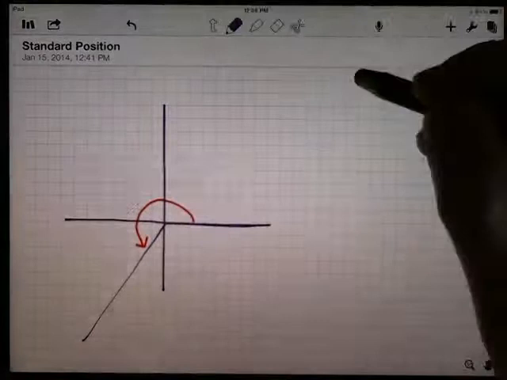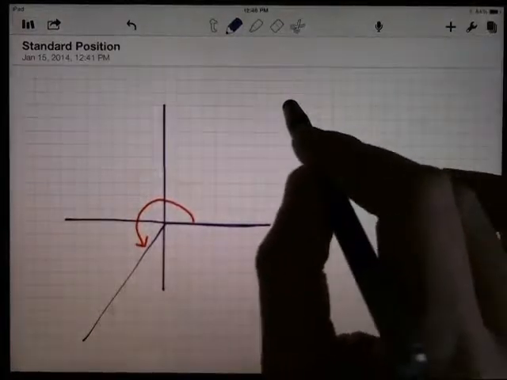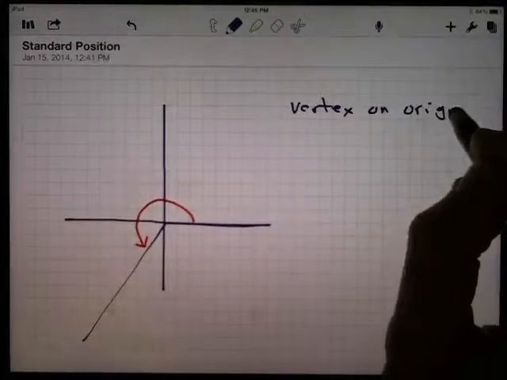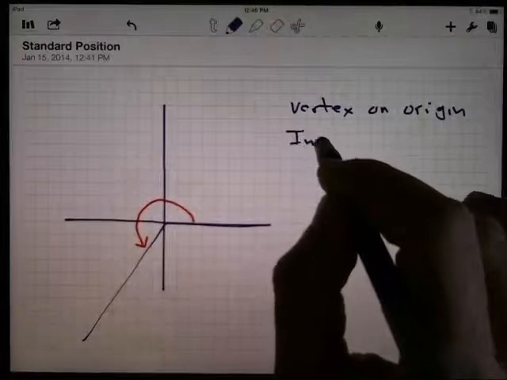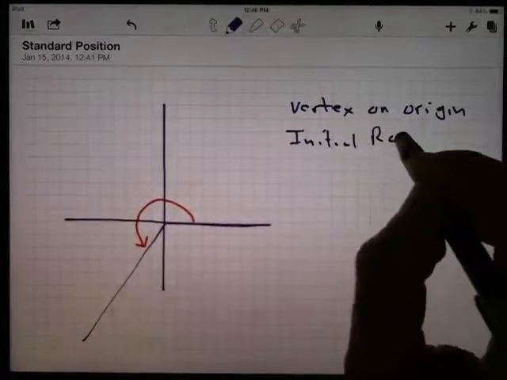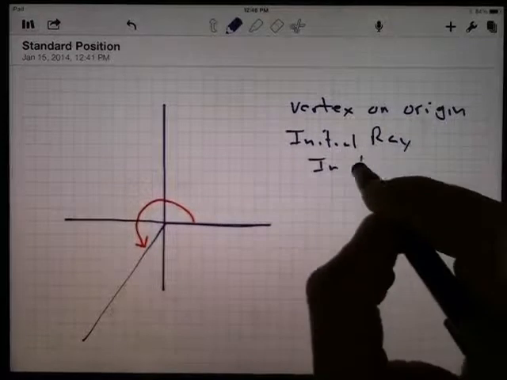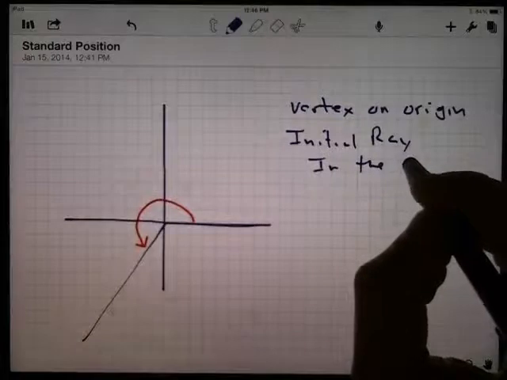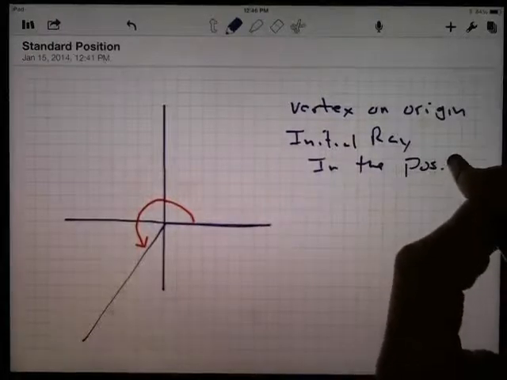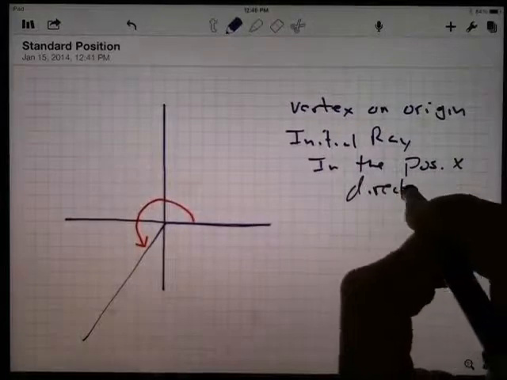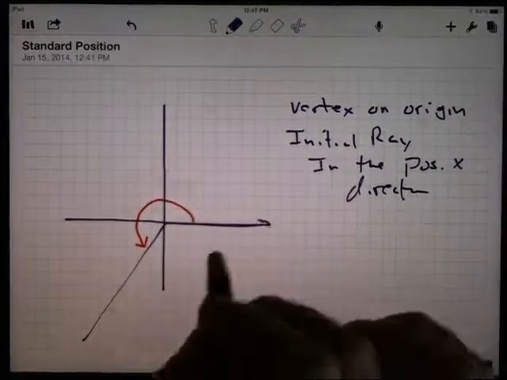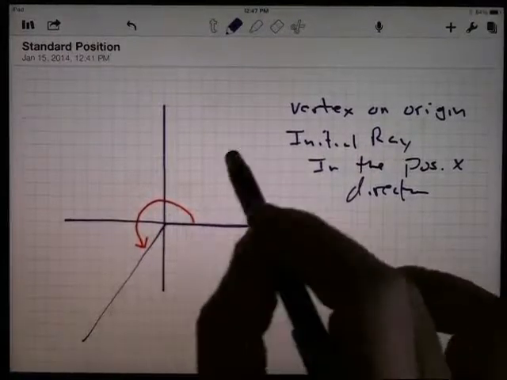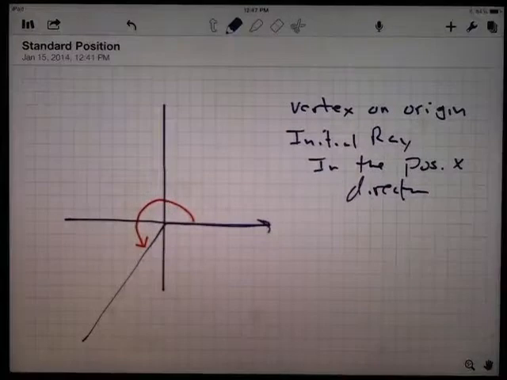So, what happened? Standard position. We want the vertex on the origin. We want the initial ray in the direction of the positive x-axis. In the positive x direction, right? So the initial ray is headed out this way. The terminal ray is wherever it ends up. In this case, it happened to end up down here. On a different angle, it might have ended up here or there or anywhere, depending on the angle.